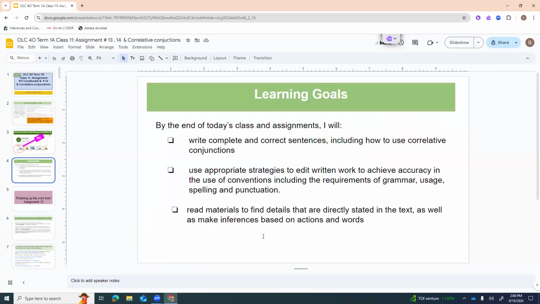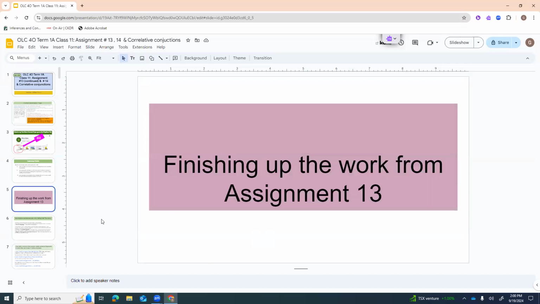Okay, learning goals. By the end of today's class and assignments, we should be able to write complete and correct sentences, including how to use correlative conjunctions. I think we get to this today. It's kind of a long class today. We should also use appropriate strategies to edit written work to achieve accuracy in the use of conventions, including the requirements of grammar, usage, spelling, and punctuation. I go into a lot of detail on this today so that I don't have to every assignment that we do this. And then read materials to find details that are directly stated in the text, as well as make inferences based on words and actions.